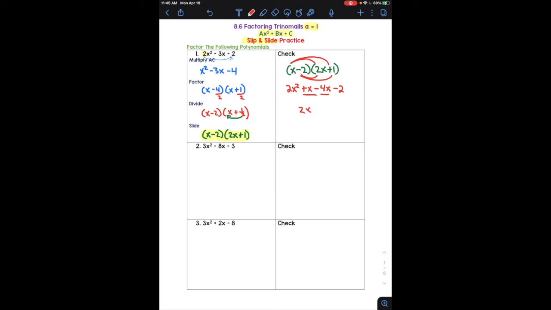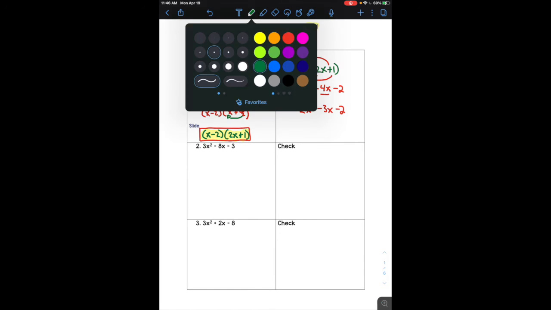Combining our like terms in the middle leaves us with 2x squared minus 3x minus 2, which, since it's our original expression or trinomial that we started with, we know our factors are correct. X minus 2 times 2x plus 1 is equal to 2x squared minus 3x minus 2. X minus 2 and 2x plus 1 are the factors of our trinomial. Let's go ahead and repeat the steps for our next two problems.